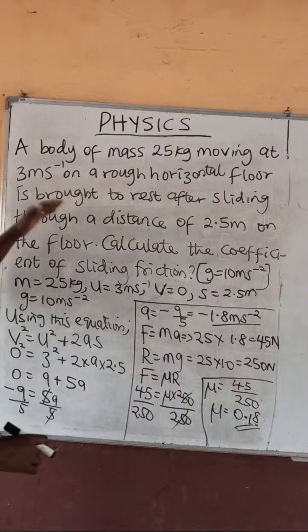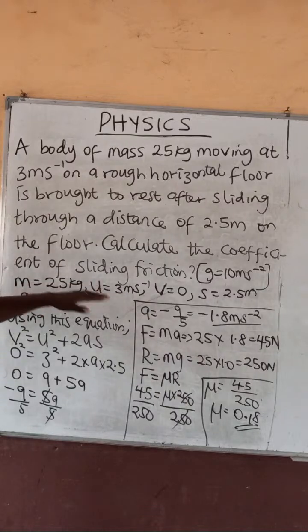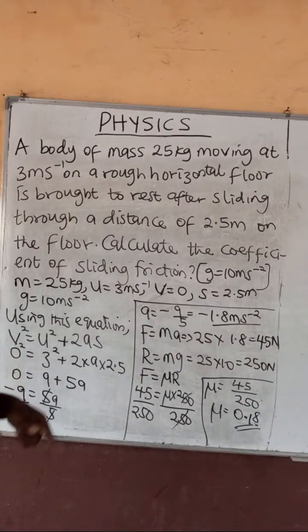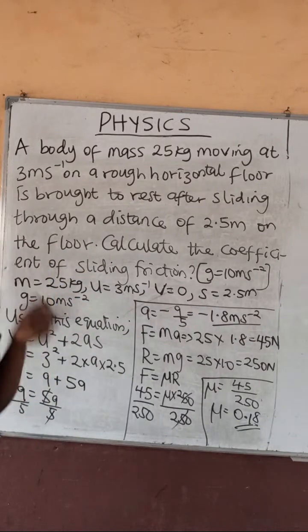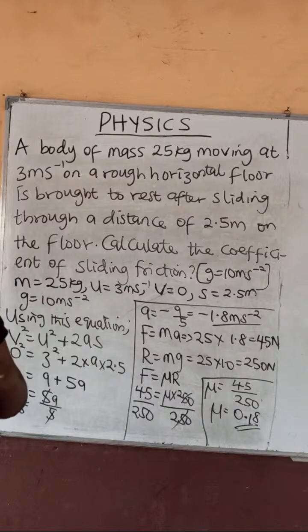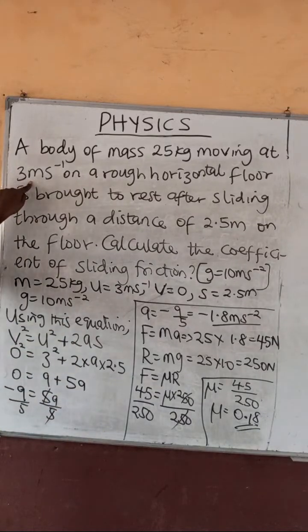Now, I stated the parameters. The mass is 25 kilograms. Initial velocity is given as what? 3 meters per second. And you should know that when a body starts from rest, its initial velocity u equals 0. But if the body did not start from rest, the first velocity given is the initial velocity. So this is the initial velocity.